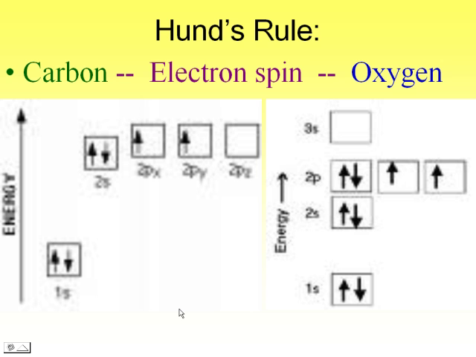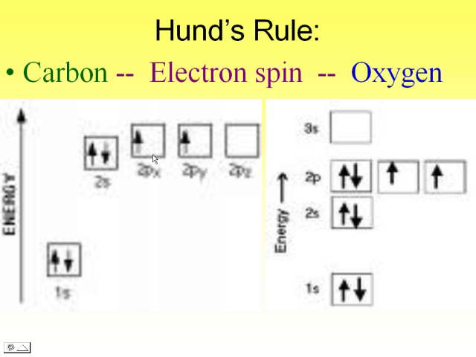Here are 2 examples, one for carbon and one for oxygen with electron spin. This is done correctly. We've got 1, 2, 3, 4, 5, 6 electrons. We start with the lowest energy level first, 1s. 1 spin goes up, 1 spin goes down. Next one, 1 spin goes up, 1 spin goes down. That's the 2s. Now the 2p, we're going to fill 1 up, 1 up. We don't need to fill in the rest of the spaces with arrows because we don't have that many electrons.